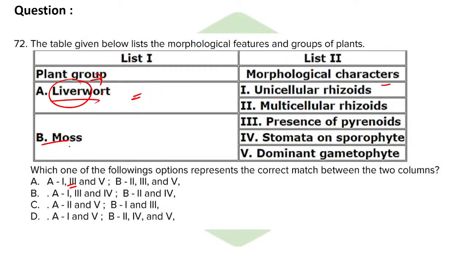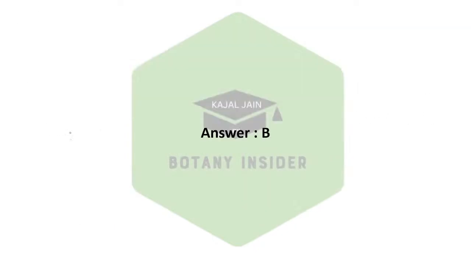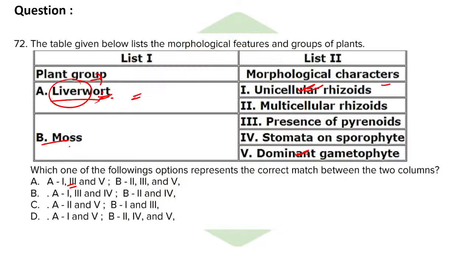So the answer for this is option number D. That is, in the liverworts, we have unicellular rhizoids and your dominant gametophyte. In your mosses, you have multicellular rhizoids, pyrenoids, stomata on the sporophyte, and your dominant gametophyte. So D is the correct answer for this particular question, right?